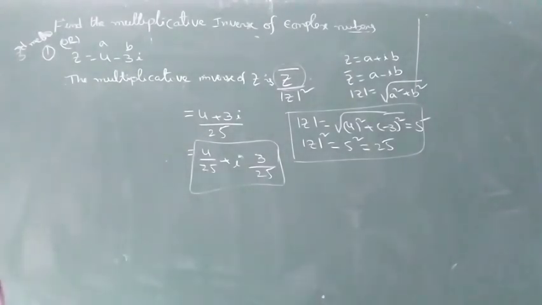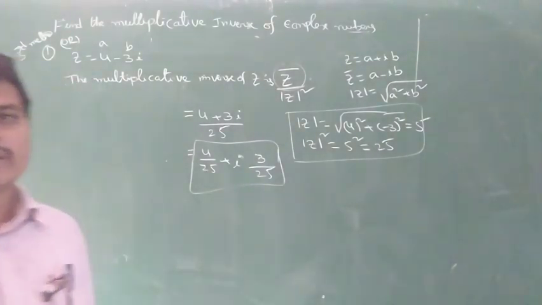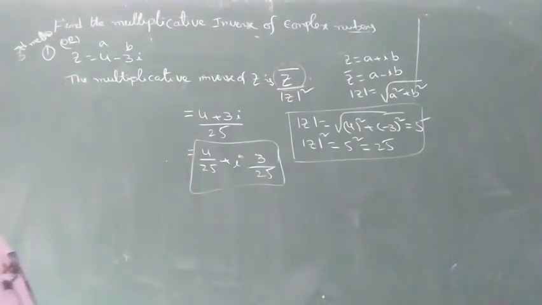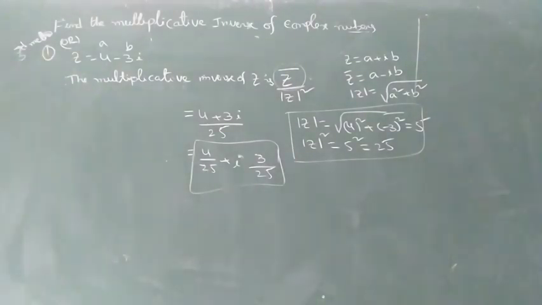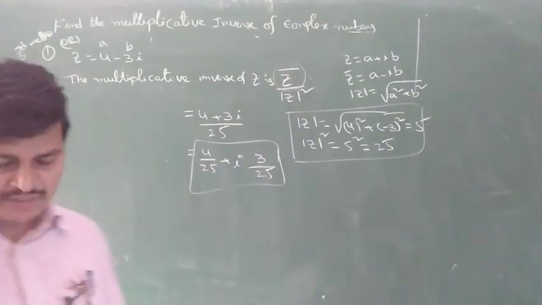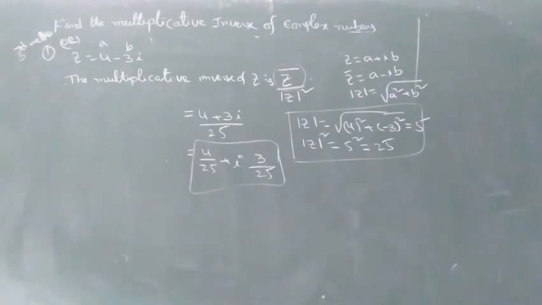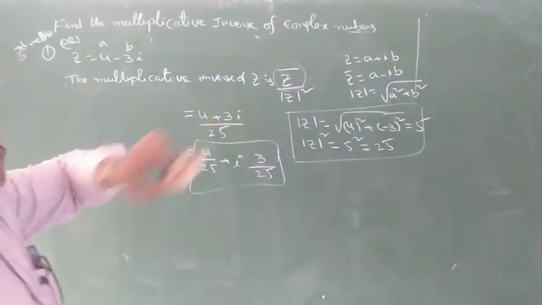Three methods: first method is the simple normal method. Second one is the direct formula method. Third one is the conjugate modulus method. You can do any type of method. This is a 1 mark question, maybe 1 mark. This is one type of problem. The second one is homework.